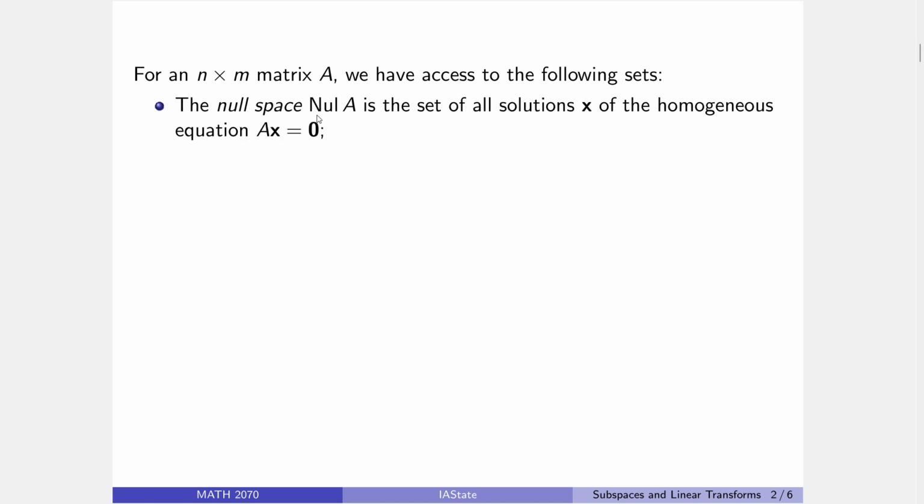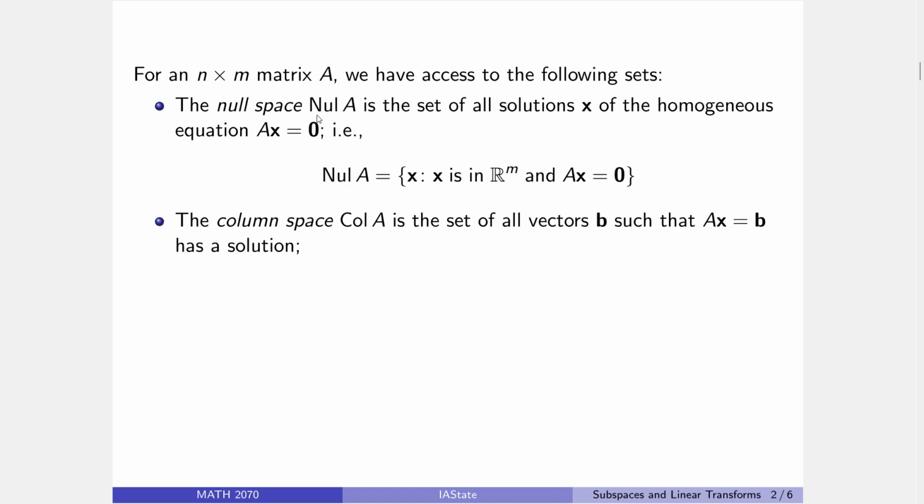So we'll start off with the null space, which we'll denote as null A. This is the set of solutions to the associated homogeneous equation, Ax equals 0. So the system of linear equations where the right-hand side is 0, and the coefficients are given by the entries in the matrix. So, more precisely, this can be written in set notation as follows.